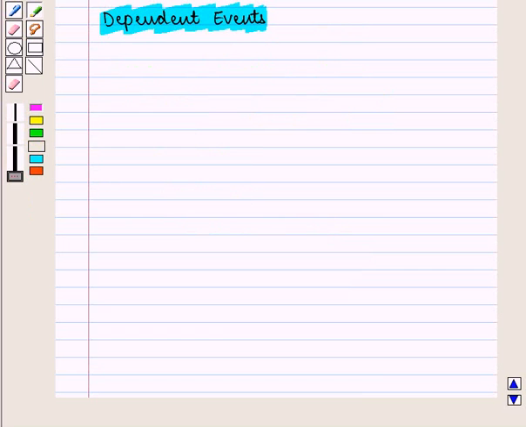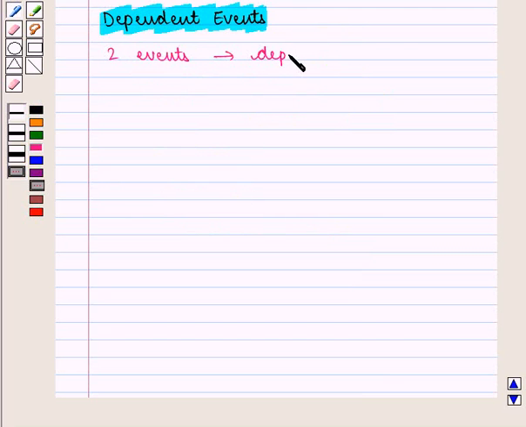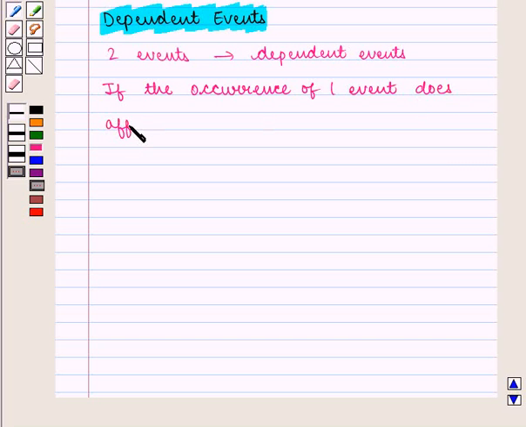Now we are going to discuss dependent events. Two events are dependent events if the occurrence of one event does affect the likelihood that the other event will occur.